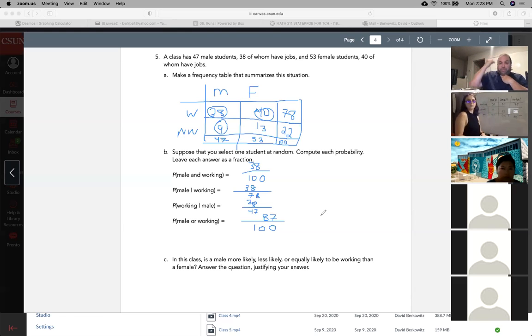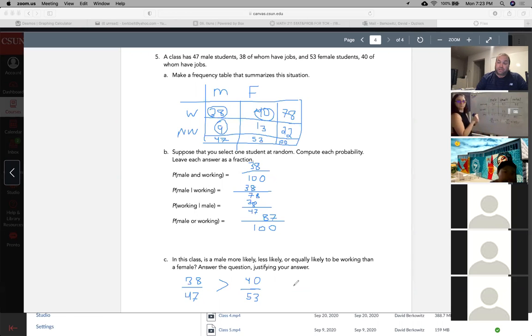Then it said in this class, is a male more likely, less likely, or equally likely to be working than a female? So this one is the one that tripped people up the most. What exactly do we have to compare here? We have to compare of the males, which there's 47 of them, how many of them are working? 38 of them. And of the females, there are 53 of them. How many are working? Well, 40 of them. And which one of these is greater? So the males is greater. Males are more likely to be working than females.